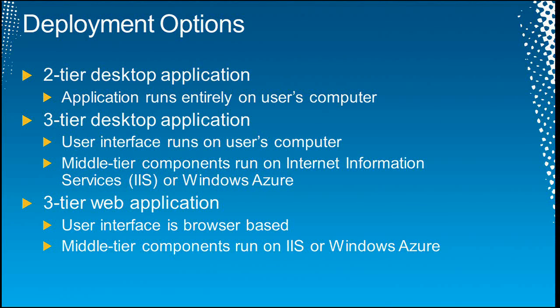Or I could deploy it as a 3-tier desktop application where the user interface runs on the user's computer, but the middle tier logic is hosted on IIS or Azure, and then the data lives where it lives. A 3-tier desktop application is an out-of-browser Silverlight application hosted in IIS or in Azure. And then the fourth and fifth options are as a 3-tier web application, where it's an in-browser application, which means I can't export to Excel, I can't write code to control Word, I can't talk to local resources like scanners and printers and whatnot. It's an in-browser application hosted on IIS or Azure.